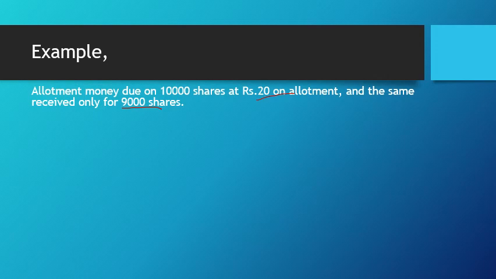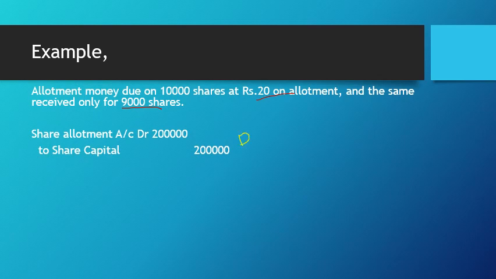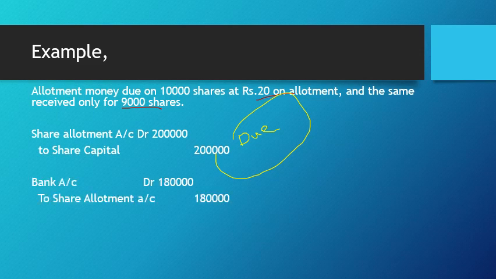In the first case, we have to make the allotment money due, right? So share allotment account debit to share capital. Allotment money becomes due on 10,000 shares of rupees 20 each on allotment. The next, we have to collect the allotment money from the shareholders. So what will be the journal entry? Bank account debit to share allotment.